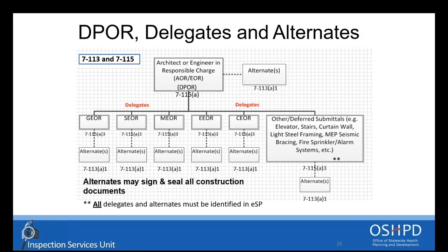And this is the flow chart you have seen, that shows who the delegates are, and it could be all of those, and then additionally any deferred submittal items, and sometimes even ACDs for the other specialties: curtain walls, the MEP, seismic bracings. All those are delegates, and those are records of the project. And again, every delegate could have more than one alternate who have the same qualifications to assist them on the projects.